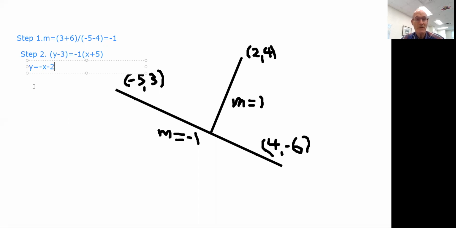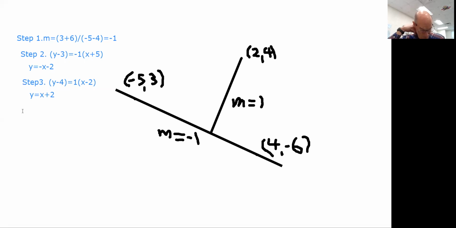Now, step 3 here is to find the equation of this perpendicular line that goes through 2, 4 with a slope of 1. So we also use our point slope formula here. So we have y minus 4 equals the slope, which is 1, then we have x minus 2. And if we solve this, we get y equals x minus 2 plus 4, which is plus 2.